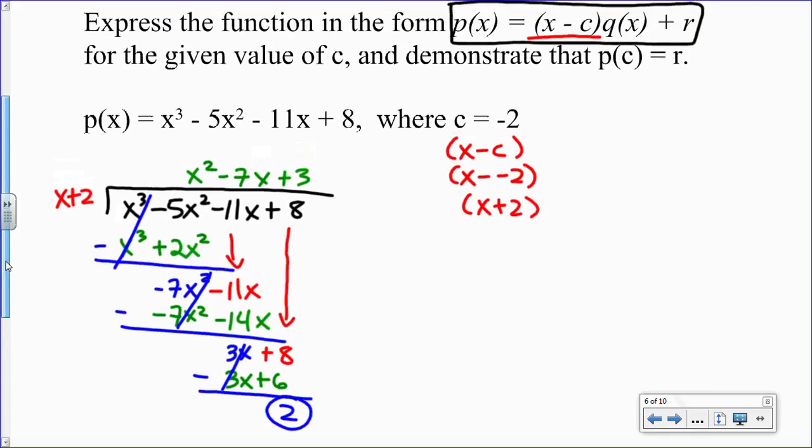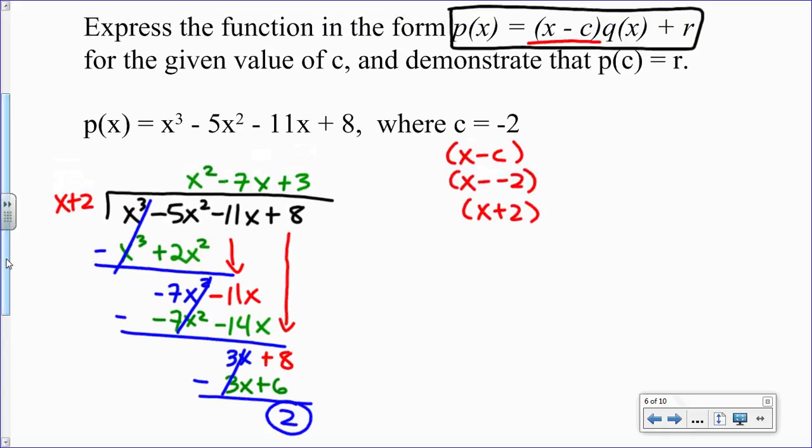Okay, let's write it in the form that it wants me to. So I'm wanting to say that p of x, so x cubed minus 5x squared minus 11x plus 8, equals x minus c, which is my divisor, so x plus 2, times my quotient, so that's x squared minus 7x plus 3, plus r, so plus my remainder, which is 2.